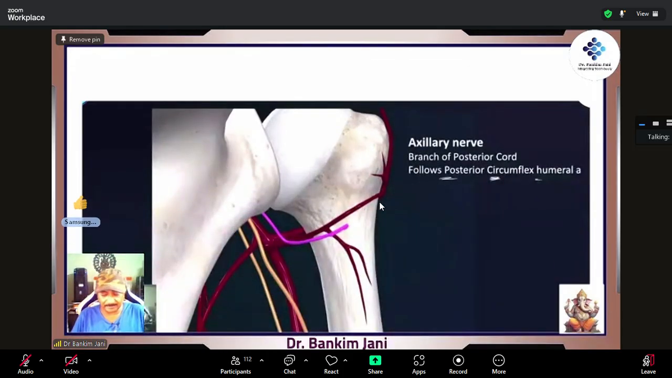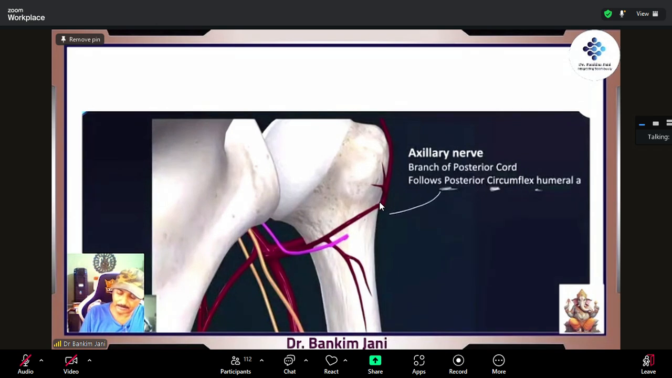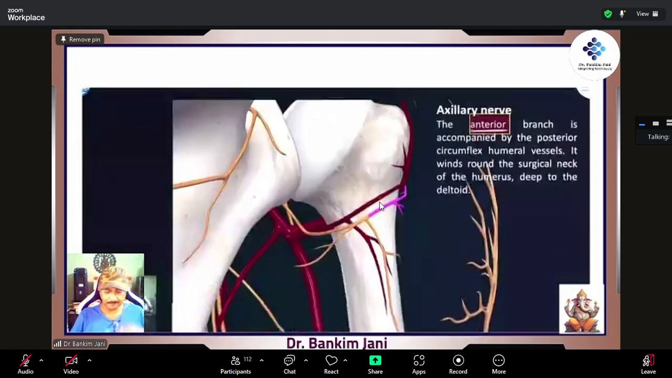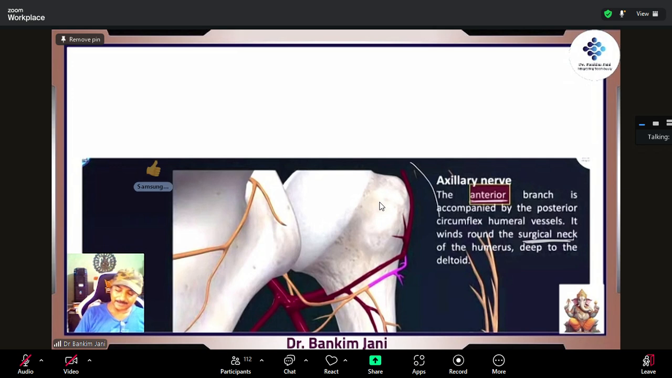Axillary nerve. This axillary nerve, which is going back, right, along with the posterior circumflex humeral artery. So this one is the posterior circumflex humeral, and this one is the axillary nerve. All right. So the axillary nerve, anterior branch, is accompanied by the posterior circumflex humeral artery, and this is called the surgical neck, right, which we are saying since long. So here it is. And it is deep to deltoid. So obviously, right, this entire area will be covered by deltoid. So it is not obvious.